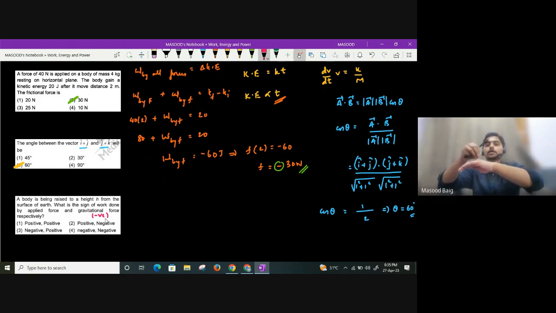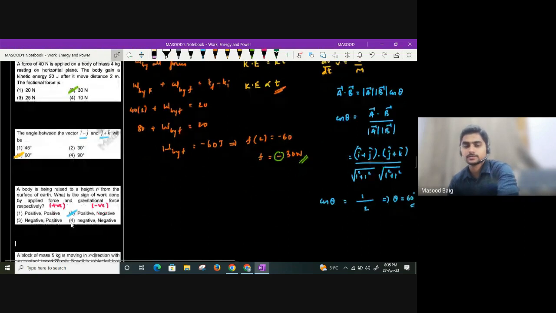In order to raise it, I need to pull this object in the upward direction. So the applied force is in the upward direction, and displacement is also in the upward direction. So work done by applied force will be positive. So positive and negative should be the answer in this case, guys. Work done by applied force is positive, work done by gravitational force will be negative. Clear, everyone?